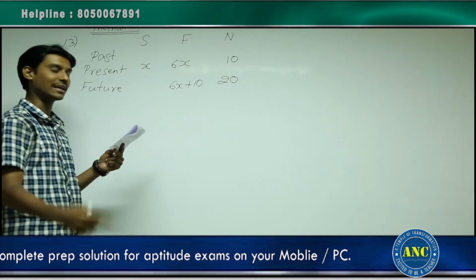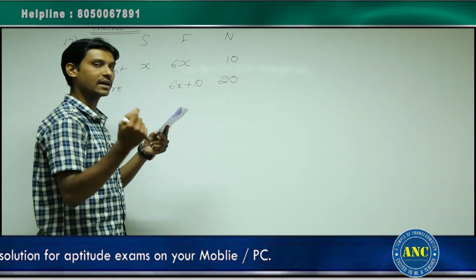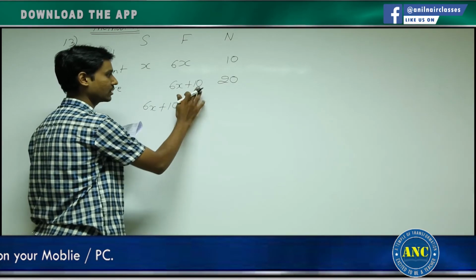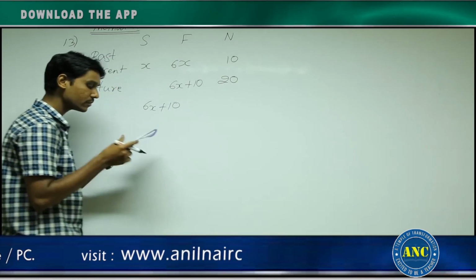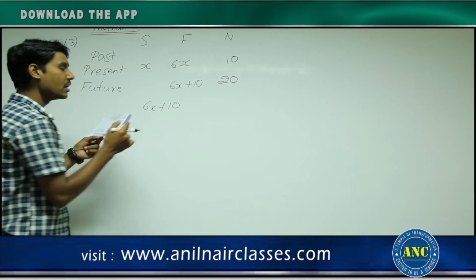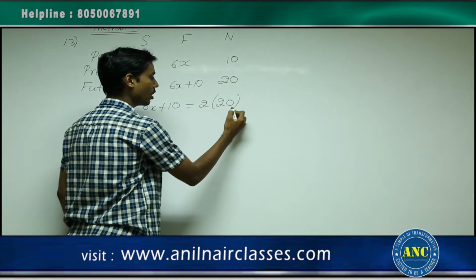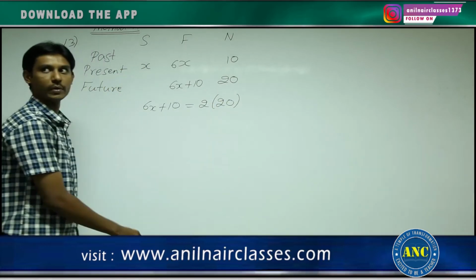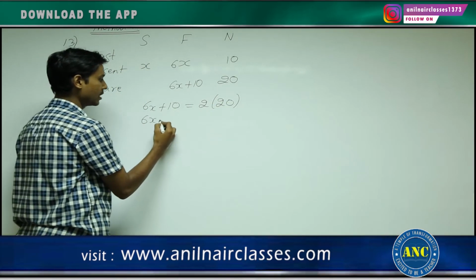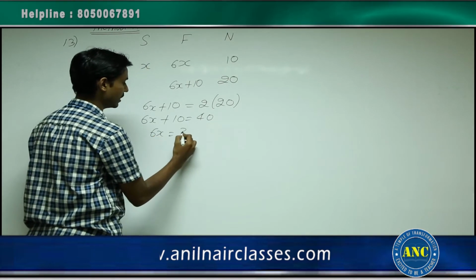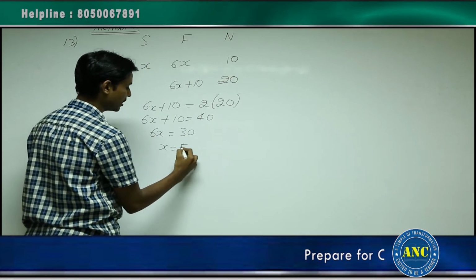Now come back to your second statement again. Suman's father's age will be 6x plus 10. After 10 years they are talking about, that's the reason I am taking 6x plus 10. Suman's father's age will be twice of Nakul's age after 10 years. Twice of what is Nakul's age after 10 years? 20. So if I simplify, 6x plus 10 is equal to 40. 6x is equal to 30. x is equal to 5.